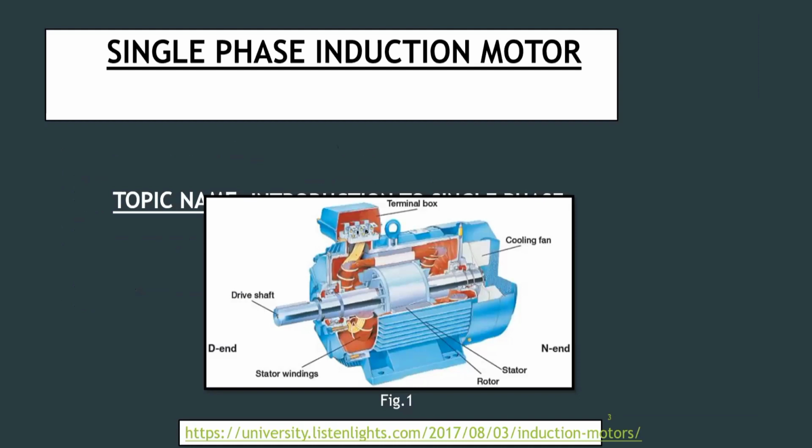So let's see the pictorial view of a single phase induction motor, and you can see that we are having a D end. In this, you are able to see the stator winding, you are able to see the rotor, you are able to see an end, and a cooling fan is there. You can see it's open winding, whereas DC was closed windings.